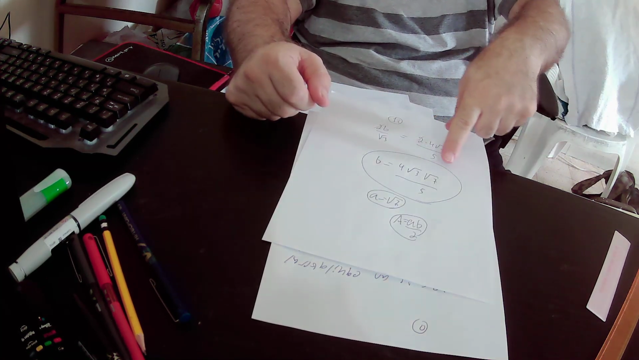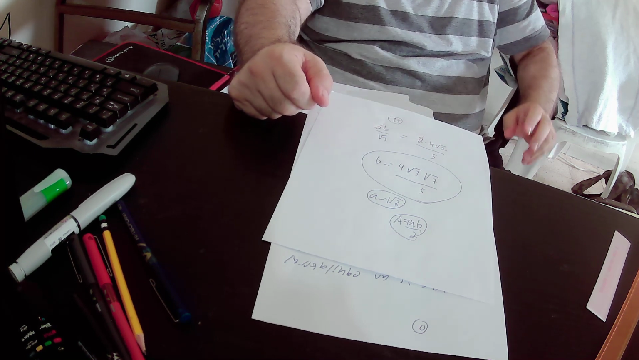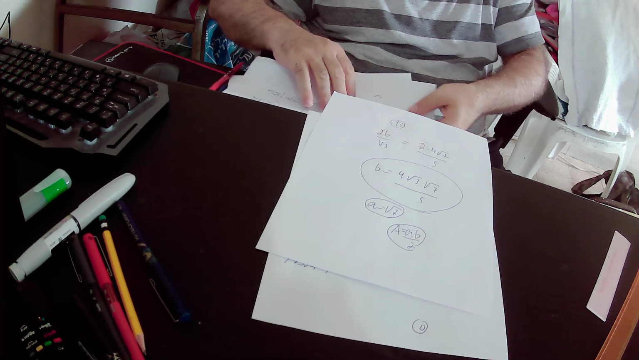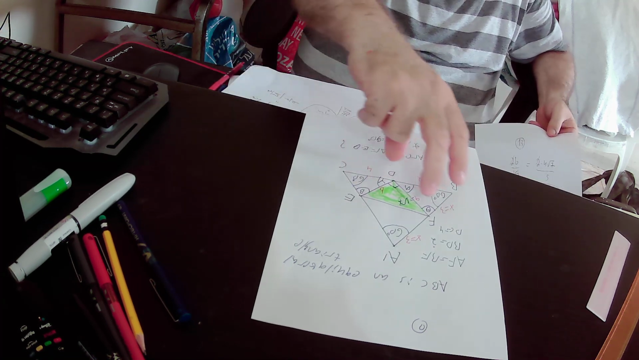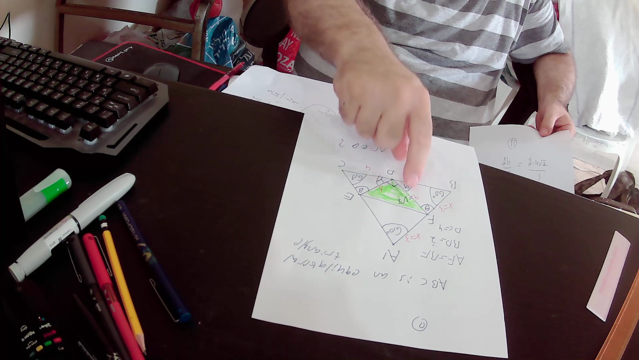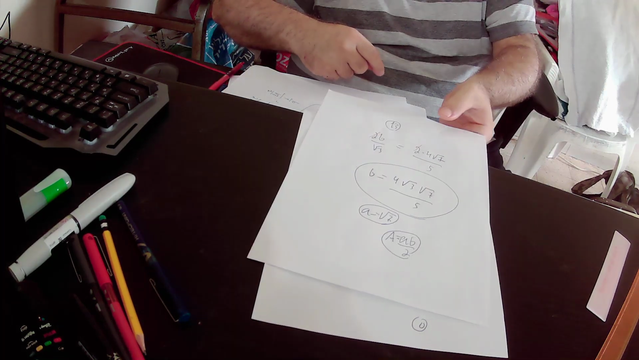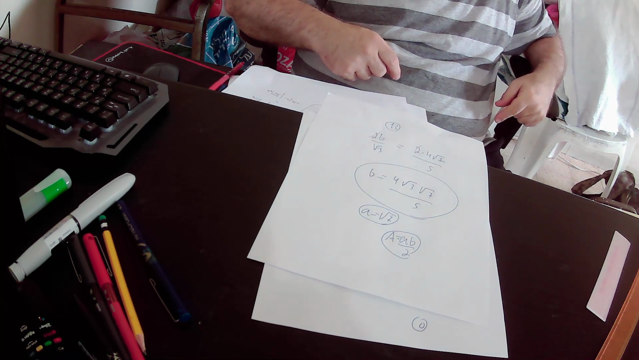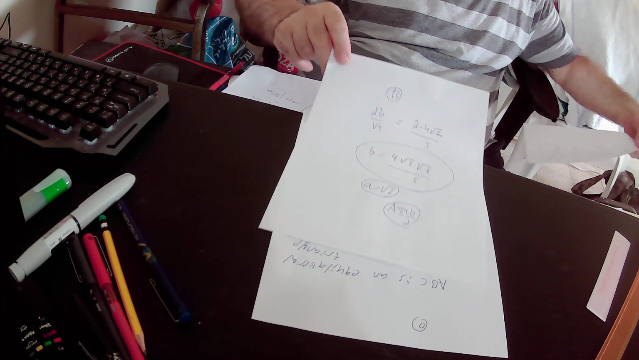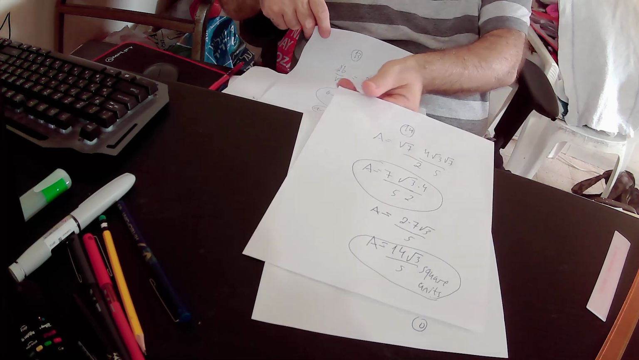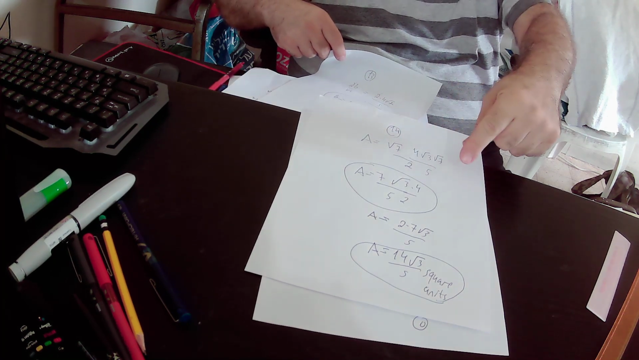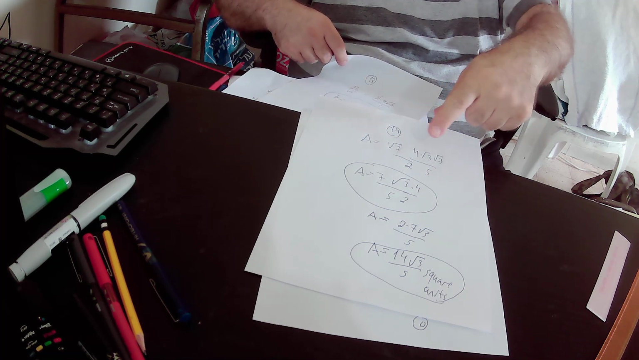4 times root of 3 times root of 7 over 5 units. But we know that the area of any triangle equals the base of the triangle times the height of the triangle over 2. So the area of the green triangle will be equal to B times A over 2. We have already found that A equals root of 7, and B is this expression, all divided by 2.